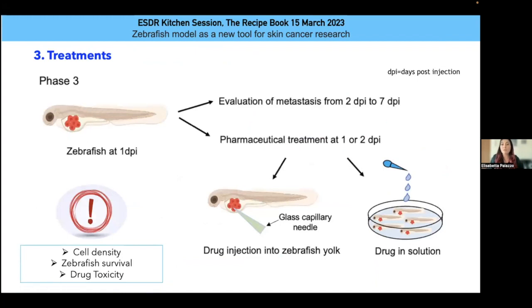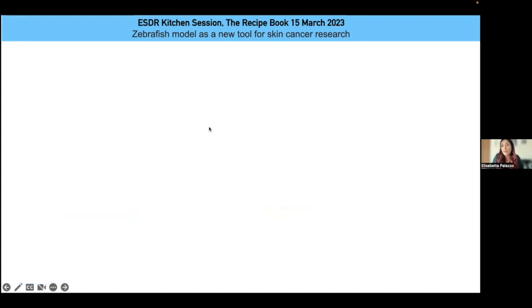Then we go into phase number 3, which is a potential treatment we can perform on our zebrafish. We can perform treatment either by injection into the yolk or by adding any drug, any compound you want to analyze, into the fish water. Of course, we recommend performing a toxicity test in order to avoid damage, reducing zebrafish survival, and to have optimal experimental conditions.